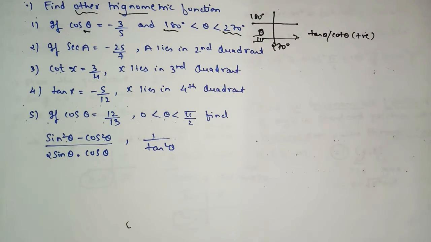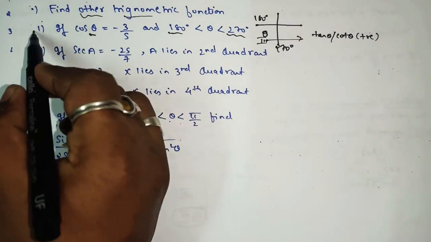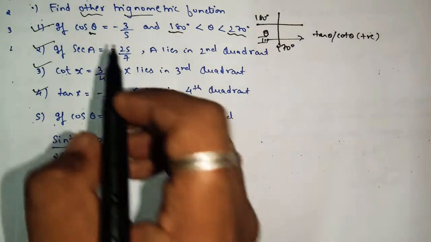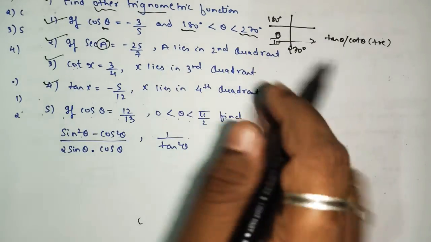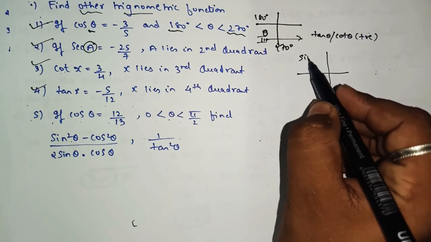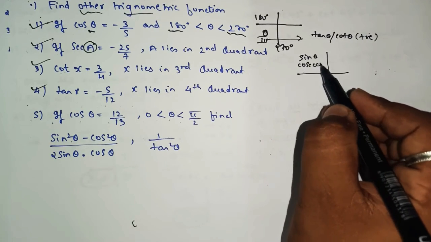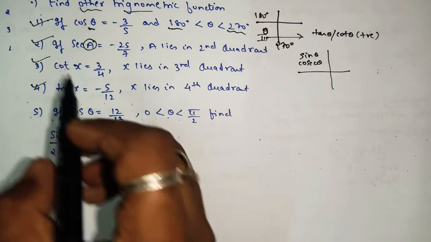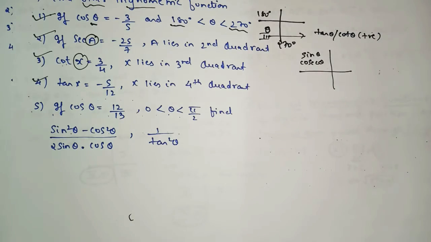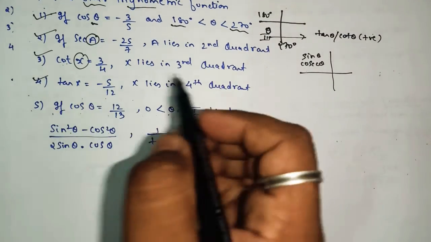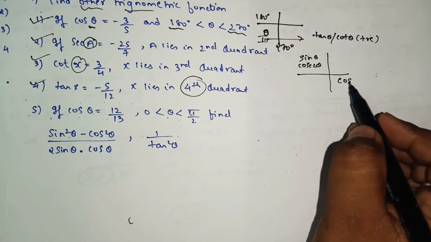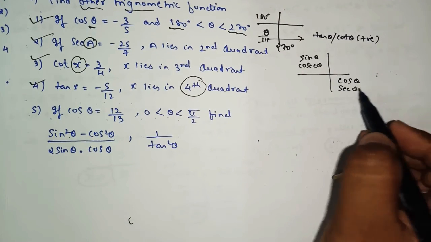So here when you see the first, second, third, fourth, almost it is the same. As in the second question, here the theta lies in where? Second quadrant. So we know that in the second quadrant sine and cosec will be what? Positive, and the rest will be what? Negative. And in the third sum it is mentioned that it lies in the third quadrant. In the third quadrant tan and cot are positive. And in the fourth one it is mentioned that it lies in the fourth quadrant, and in the fourth quadrant we know that cos and sec are positive and the rest will be what? Negative.